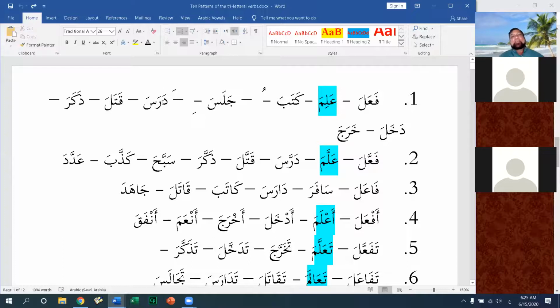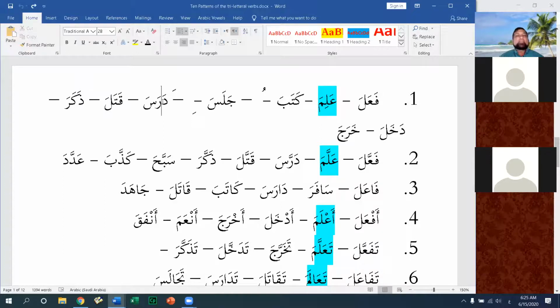For example, we would say al-kursiyu al-majlusu alayhi. جلست على الكرسي، الكرسي المجلوس عليه. This chair is the thing that I sat on. So you probably want to know, how can we use the word majlus? That would be an example.